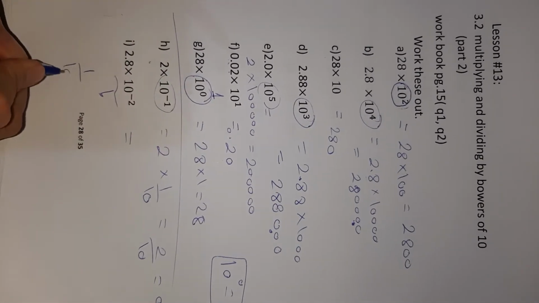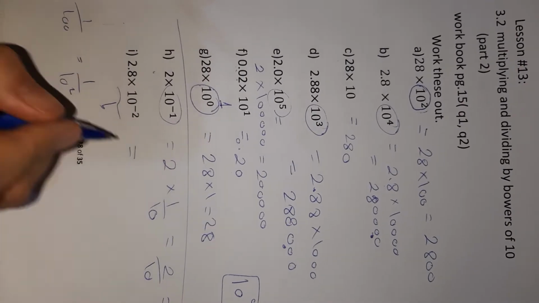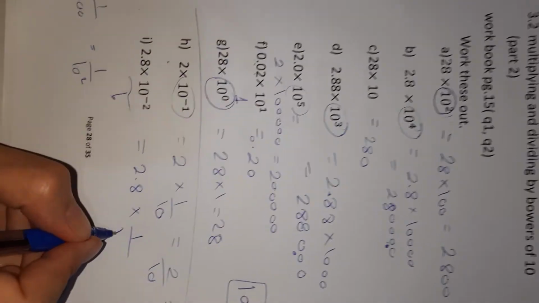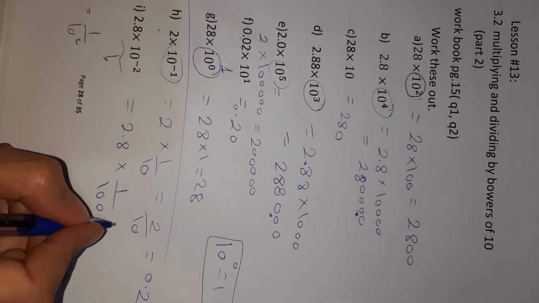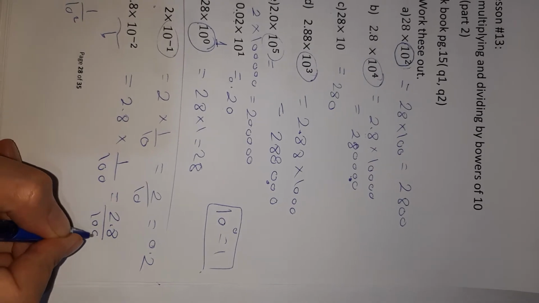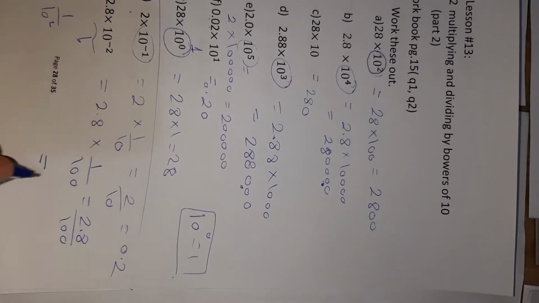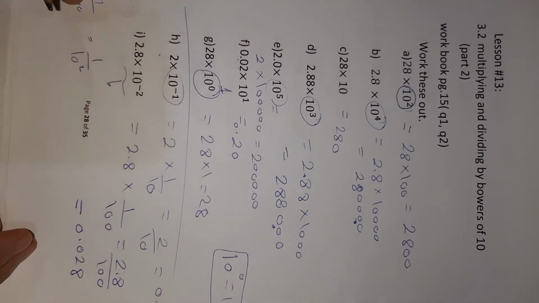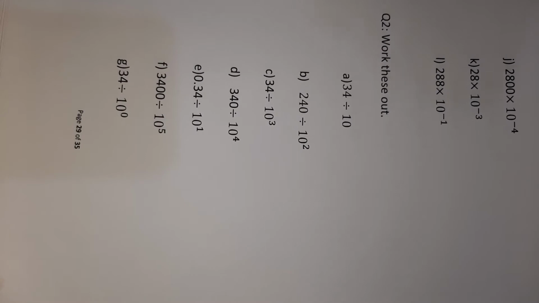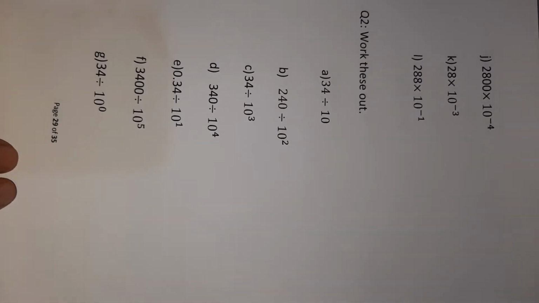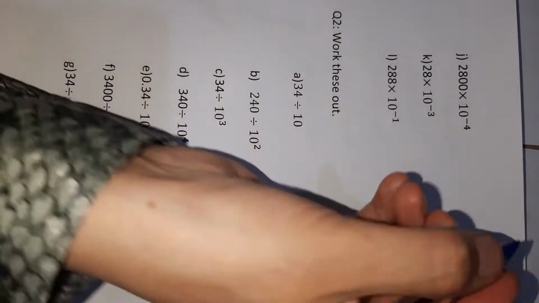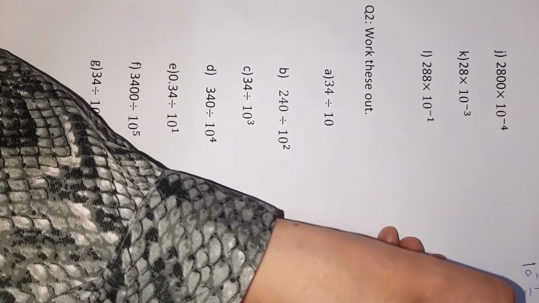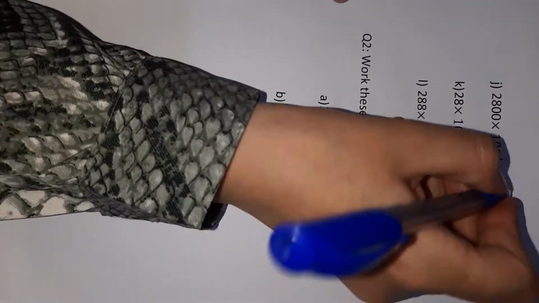This one, 1 out of 10 squared, it means 1 out of 100. So here 2.8 times 1 out of 100, 2.8 divided by 100, it means 0.028. Now here 10 to the power of negative 4 equals 1 out of 10 to the power of 4 equals 1 out of 4 zeros.